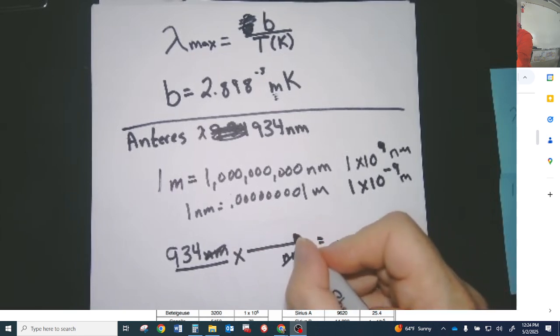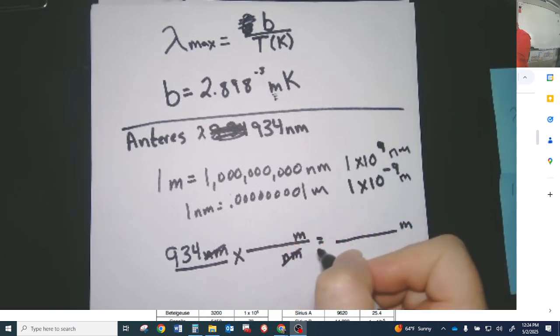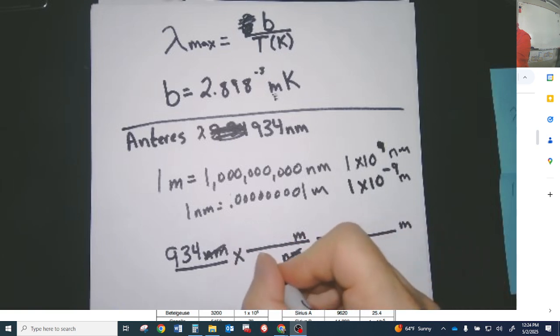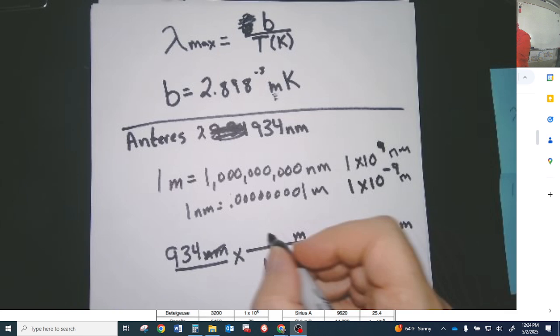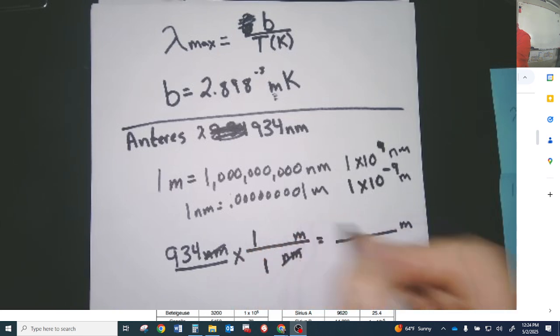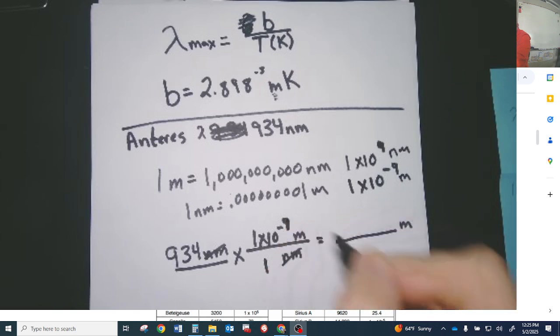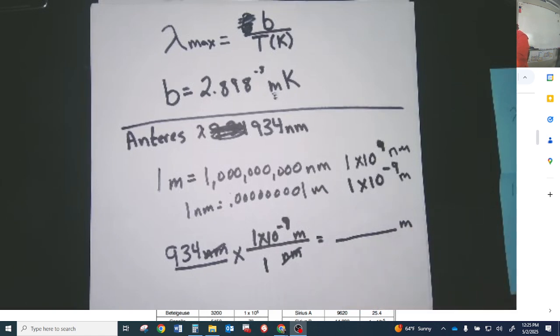And meters are in the numerator, so that would work out, because now we're going to say 934 times this number divided by this number, and meters will be in the numerator. And everything works out. So what do we put here? What numbers do we put here? Let's take the bottom one. 1 nanometer is equal to 1 times 10 to the negative 9 meters. Or I could have said 1 meter is 1 times 10 to the 9th nanometers.